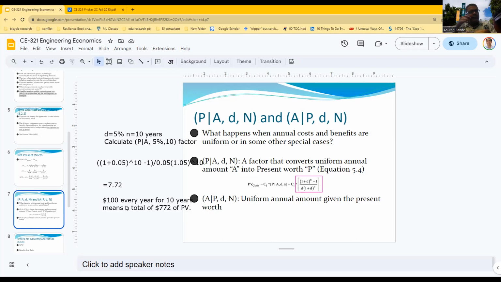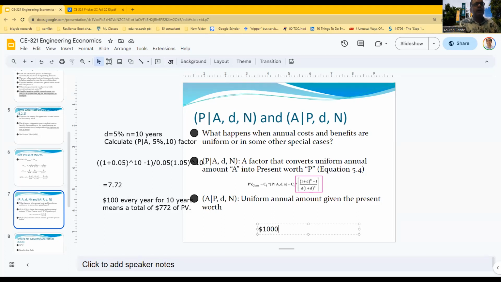Now, the other thing you could do is invert this factor. You can take the reciprocal of the factor that you just got, 7.72, and convert a certain present value, in today's dollars, into an annualized amount. What's the equivalent uniform annual cost of a certain cost? Sometimes you might need to do that, and we'll discuss examples of that.